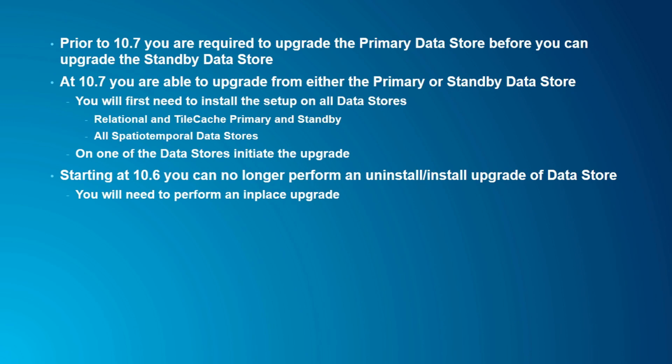So prior to 10.7, you were required to upgrade the primary Datastore before standby if you had that HA Datastore configuration. At 10.7, similarly to what we did in Portal, you can upgrade primary or standby. So as long as you install the software on both machines, you click upgrade on one of them and it will upgrade both data stores. This is for tile cache and relational.